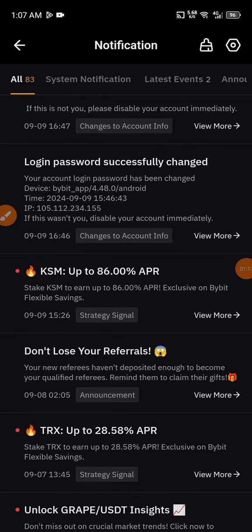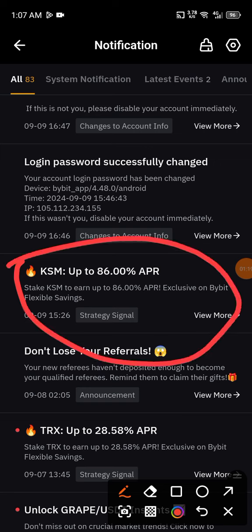My interest here for the night is KSM. It says, stake KSM to earn up to 86% APR exclusive on Bybit Flexi Savings. I'm going to click on more to see.